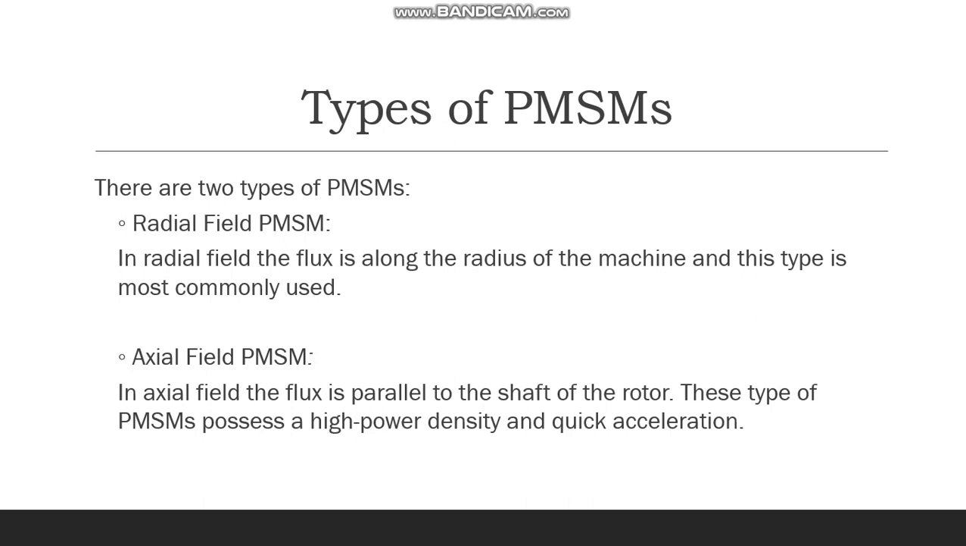Moving on, there are two types of PMSMs, a radial field PMSM and an axial field PMSM. In a radial field PMSM, the radial field flux is along the radius of the machine, and this type is most commonly used, while the axial field flux is parallel to the shaft of the rotor, and these types of PMSMs possess high power density and quick acceleration.